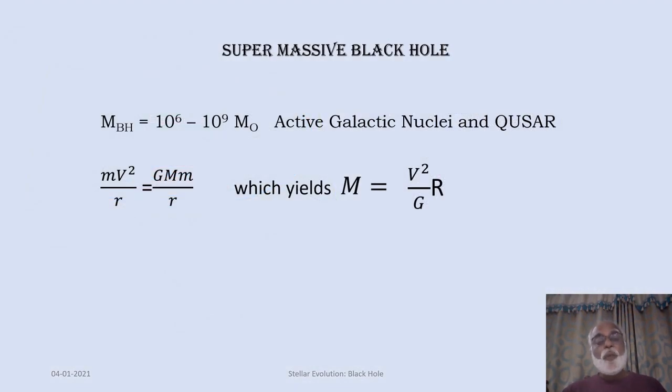So what are these supermassive black holes? Supermassive black holes are black holes whose masses are 10 to the power of 6 to 10 to the power of 9 solar masses. Such black holes are found at the centers of galaxies. In fact, these are called active galactic nuclei. The nuclei we are referring to is a supermassive black hole sitting at the center of certain galaxies. They power the entire galaxy.